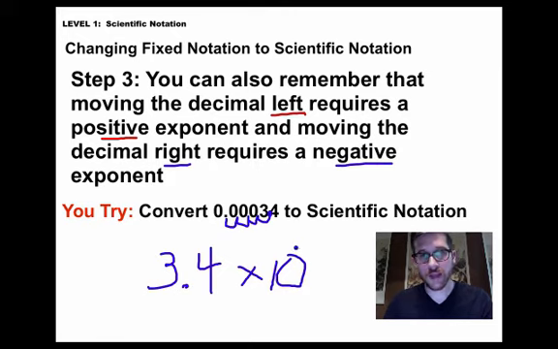I went right, so this time it's going to be negative, because when I move right, I have a negative exponent, and it's negative 4. And sure enough, that's the right answer.